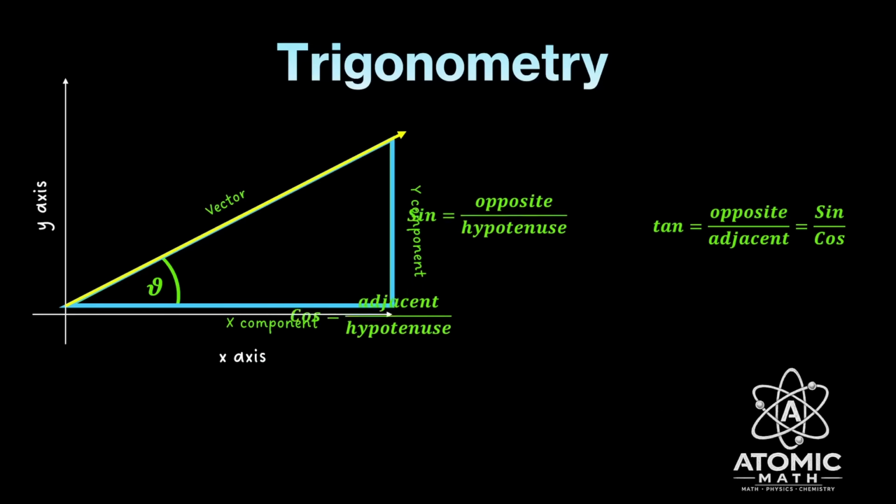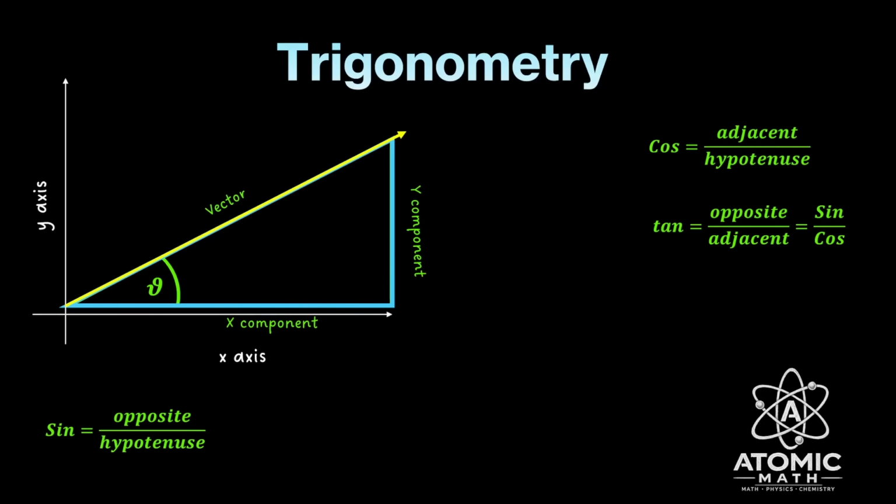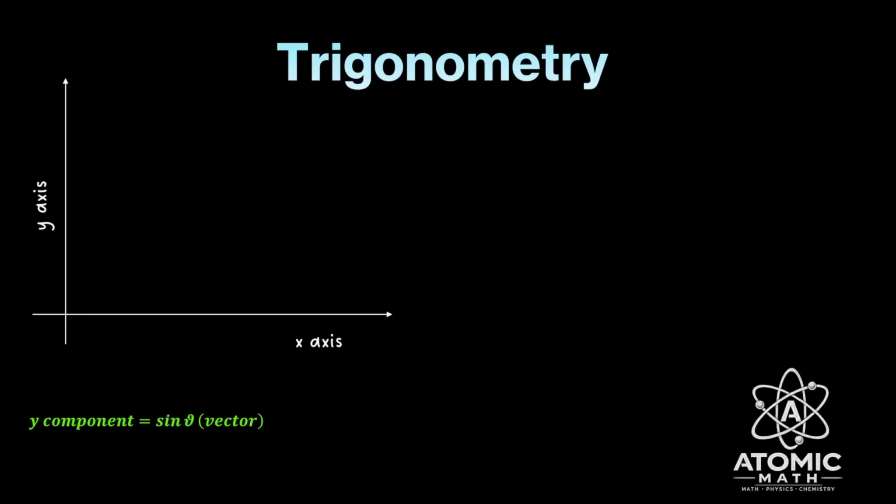So how would we find our y component? Well, let's use sine. Sine is opposite over hypotenuse, so we can write that as sine theta equals the y component over the length of the vector, and then we can express that in terms of the y component, so we have sine theta times the length of the vector. So now we have ways of finding our x component and our y component.